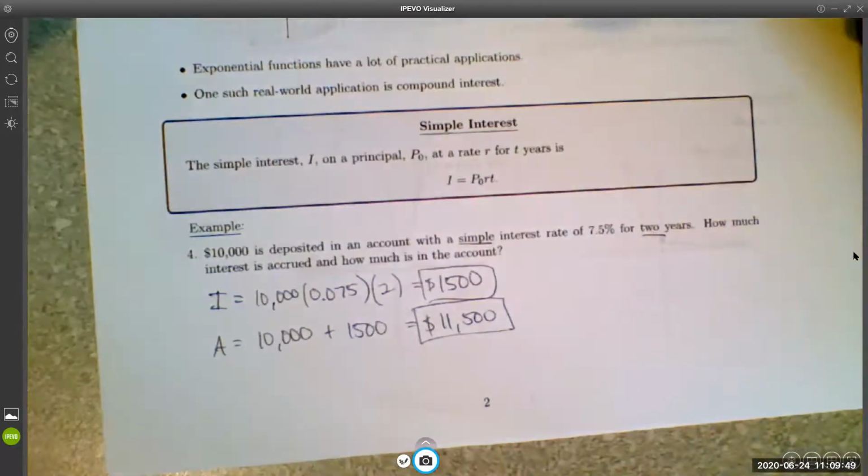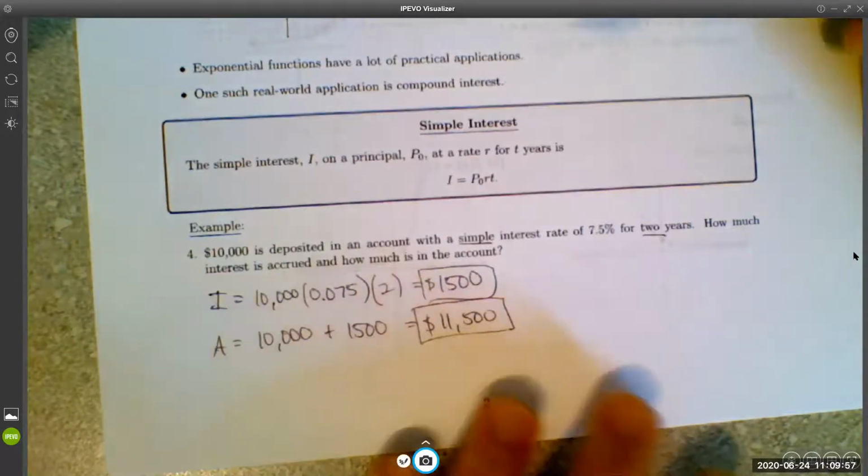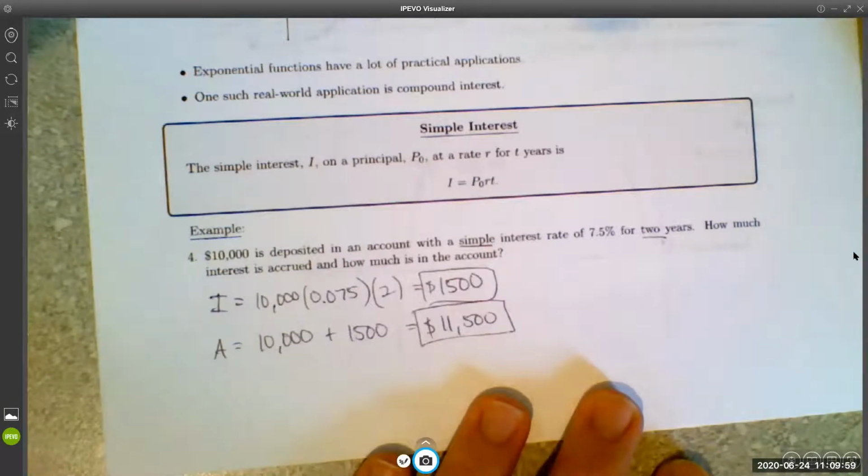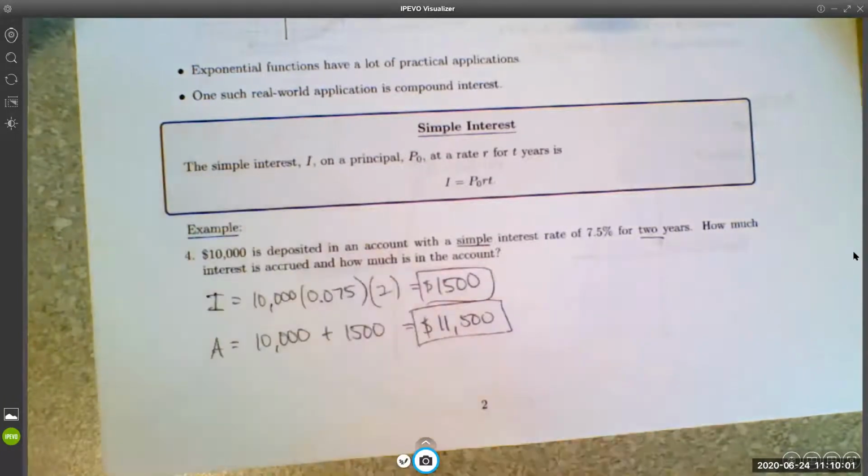Okay, so that's how simple interest works. It's really easy. It's really simple, right? It would be nice if the whole world worked that way, but it doesn't. In the real world, we use compound interest, and it's almost always interest that's compounded monthly. So let's talk about compound interest.